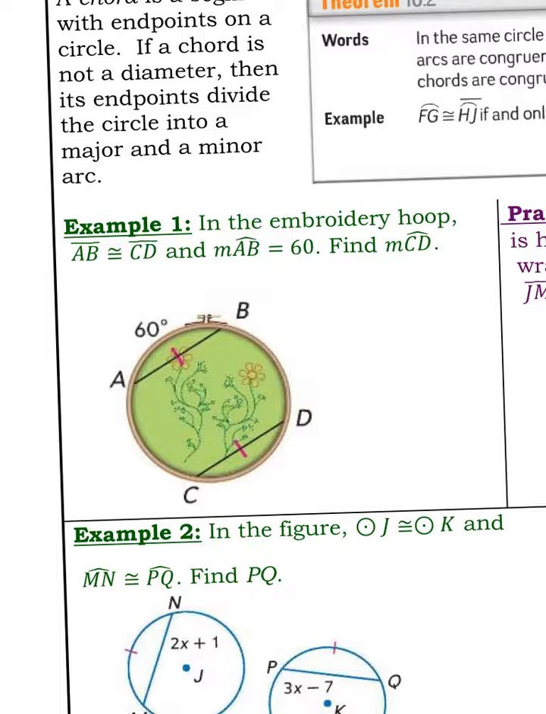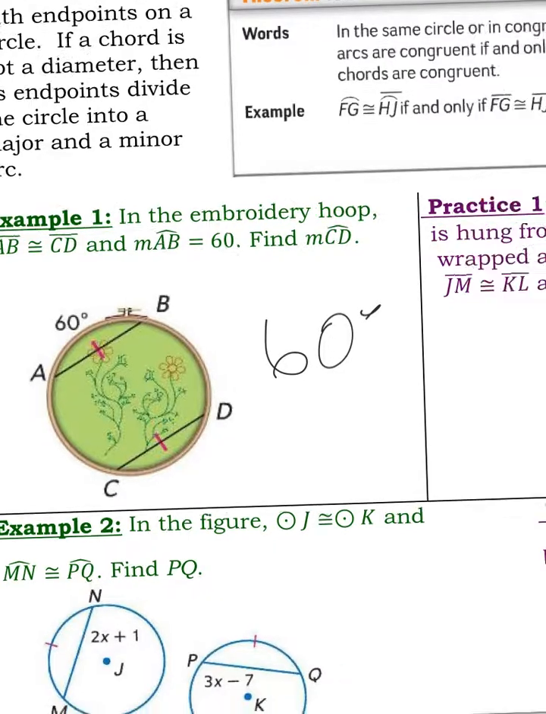chord AB is congruent to CD. And the measure of arc AB is 60. Find CD. It's 60 because those chords are congruent. So I'm just going to write 60, and move on to the next one.